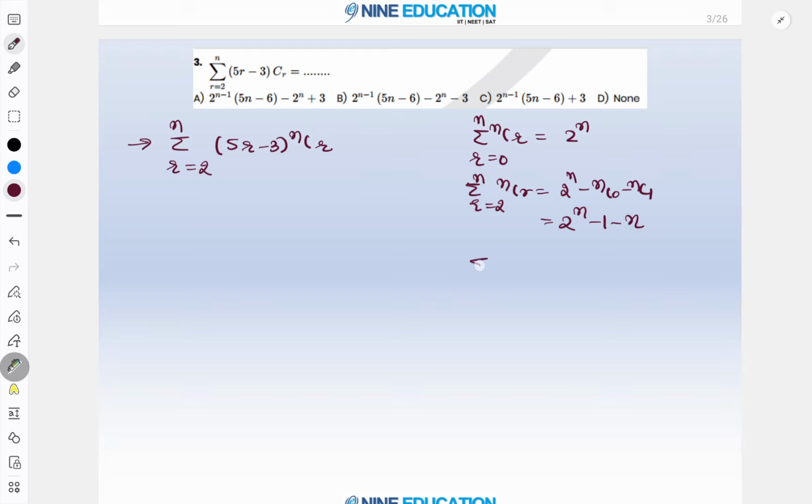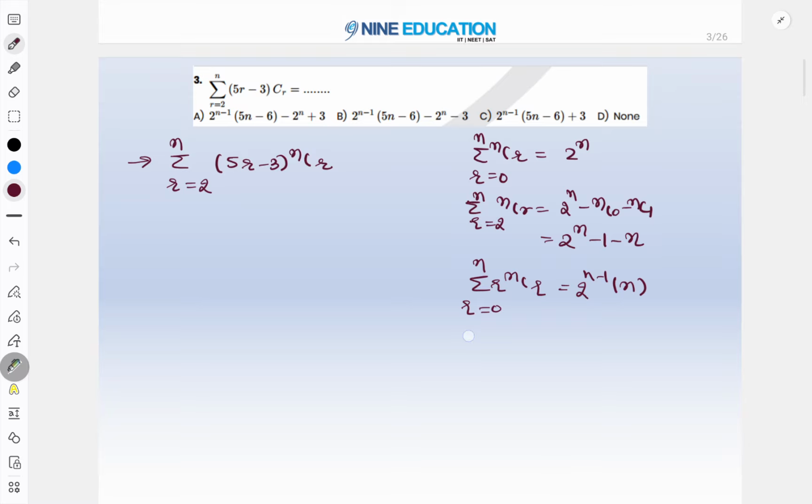Summation of R into NCR, R from 0 to N, is equal to N into 2 power N minus 1. So therefore, if you are taking summation of R into NCR, R from 2 to N, that will be equal to N into 2 power N minus 1 minus 0 into NC0 minus 1 into NC1, that is equal to N into 2 power N minus 1 minus N.